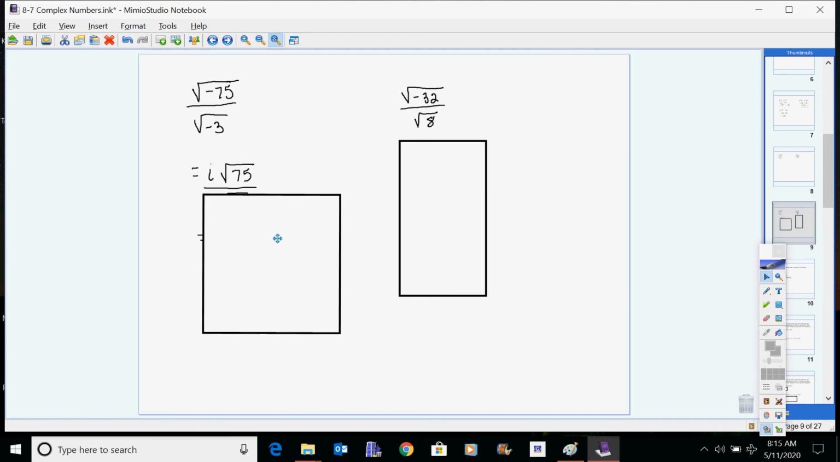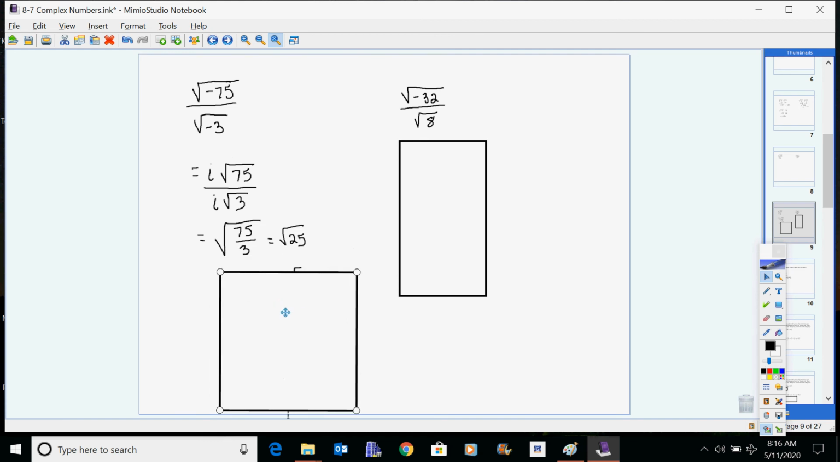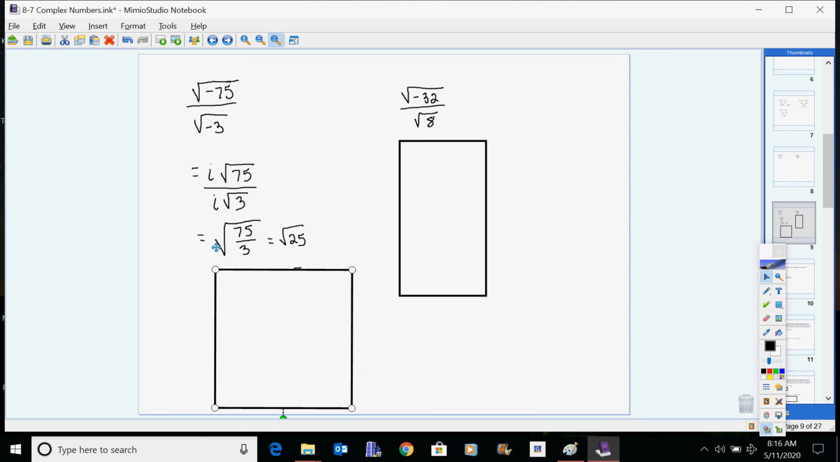So I can deal with this imaginary part, bring those out. Now, even though they're imaginaries, an imaginary over an imaginary will cancel out this imaginary part. Okay, our square root 75 over 3 can turn into the quotient rule, so you can go ahead and combine that, and then the square root of 25 is easy to find as a 5.